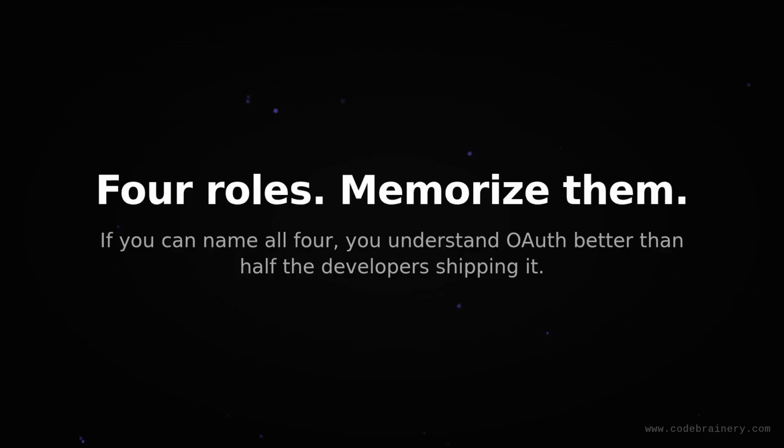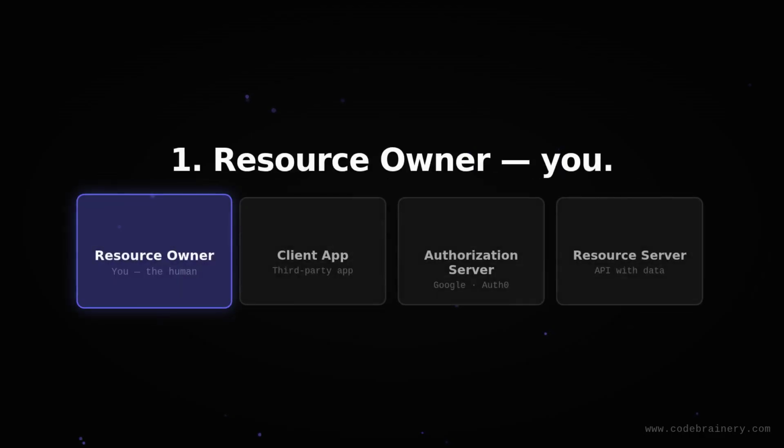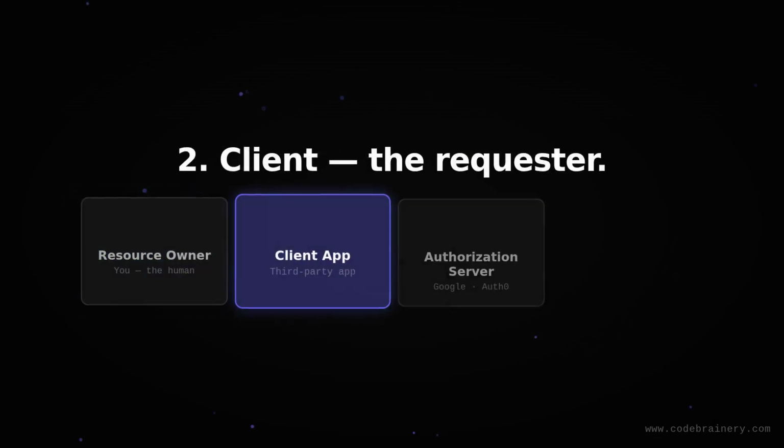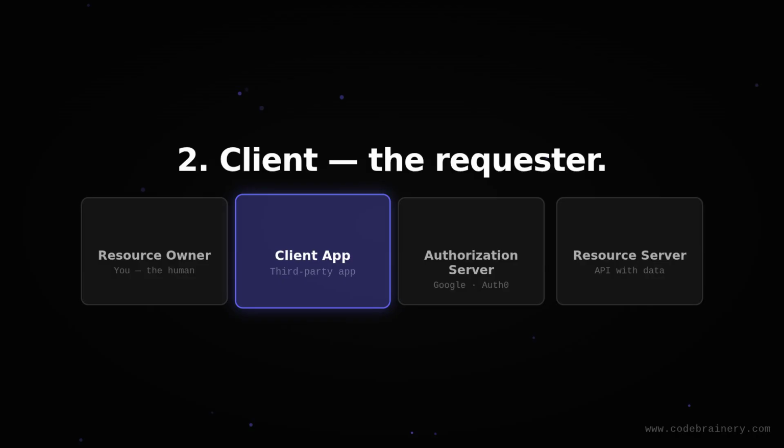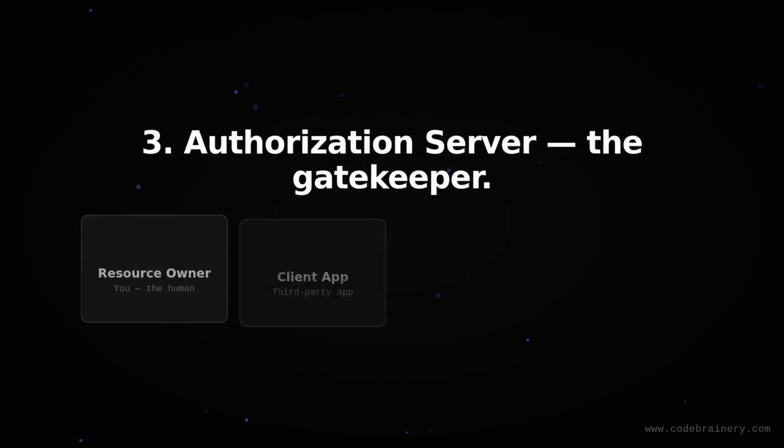Here they are. Role 1. Resource owner. That's you. The human who owns the data, your photos, your email, your contacts. You decide what gets shared. Role 2. Client. The third-party app asking for access. Slack wants your Google Calendar. Slack is the client.